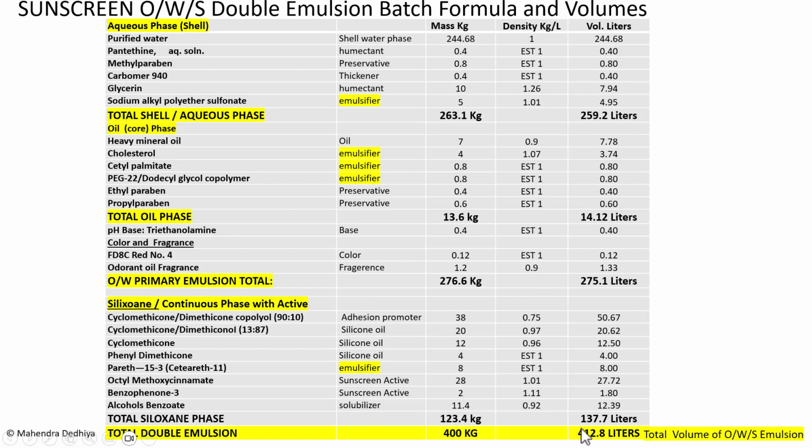Siloxane phase, weight and volume are shown here. And total double emulsion, 400 kilos, is 412.8 liters in total volume. Based on these volumes, we can calculate the capacity of mixers needed.